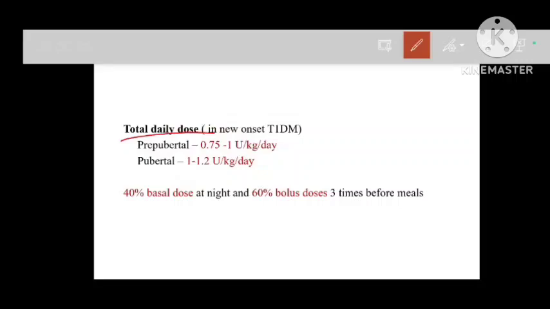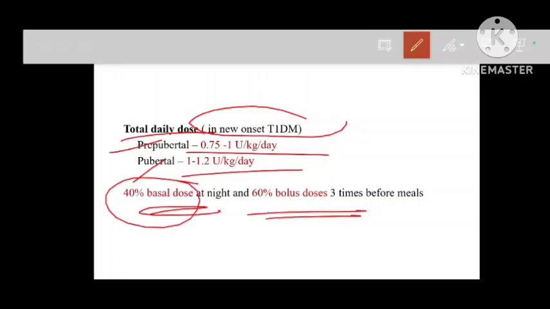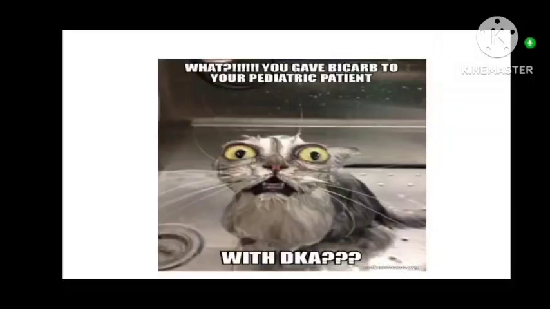Total daily dose in new onset type 1 diabetes: in case of prepubertal, it is 0.75 to 1 unit per kg per day, and in case of pubertal, 1 to 1.2 units per kg per day. 40% basal dose at night and 60% bolus dose 3 times before the meal: before breakfast, before lunch and before dinner.